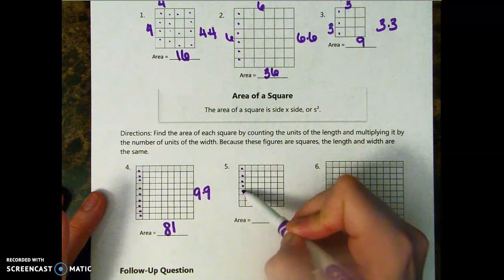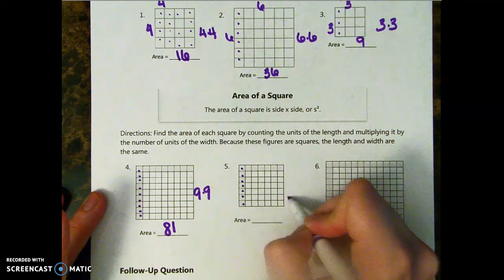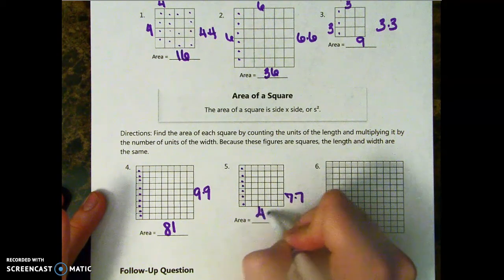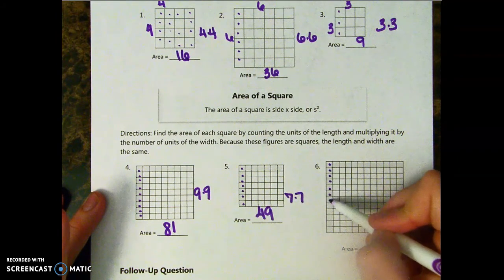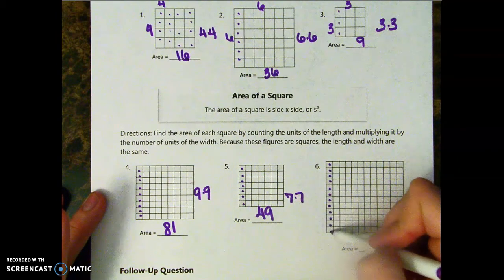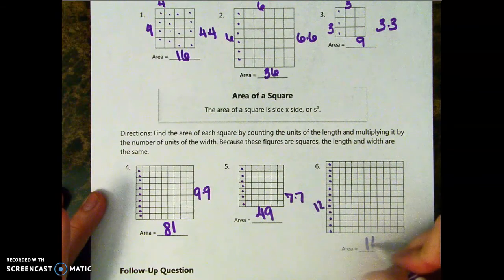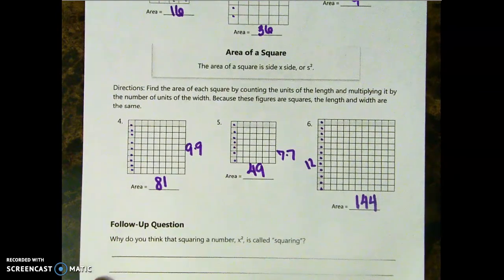3, 4, 5, 6, 7. We know that 7 times 7 is 49. 4, 5, 6, 7, 8, 9, 10, 11, 12. And we know that 12 times 12 is 144. So this is a brief review of our perfect squares.